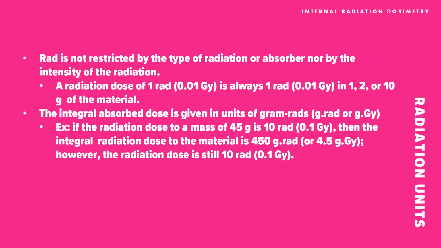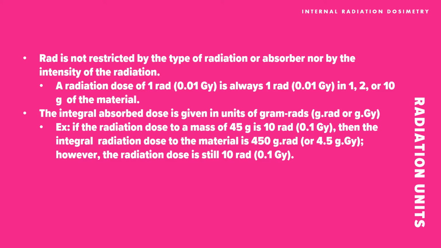Okay, I'll give you an example here. If you're talking about a radiation dose to a mass of 45 gram material of 10 rad, okay, so you have 45 gram material with a radiation of 10 rad, or in gray, 0.1 gray. And the integral radiation dose to the material is 450 gram rad or 4.5 gram gray, but the radiation dose will still be 10 rad. Okay, so don't get confused between the radiation dose and the integral absorbed dose.